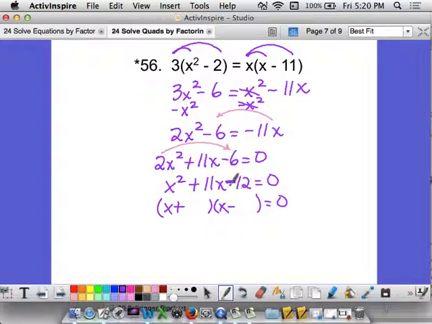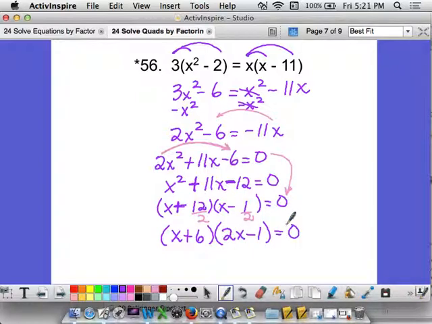Well, what are factors of 12 that subtract and give me 11? That's going to be 12 and 1. 12 is the bigger number, so it gets the plus sign. So 12 goes here, and 1 gets the negative. Again, if you multiply in, you must divide out. Please don't forget that. So I'm dividing both of these by 2. When you can reduce, reduce. So I have x plus 6, and then this will not reduce, so you do bottoms up: 2x minus 1 equal to 0.